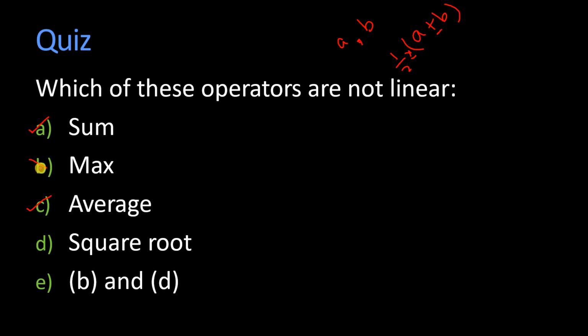Whereas these two are not linear. Max is not linear and square root is also not linear. Why is it not linear? You can try it. For example, in the exam you can be given any other function. You have to find it out yourself. You can just try. So let's say I give you a function h of x equal to square root of x. Is it linear or not? That's the question in the exam.